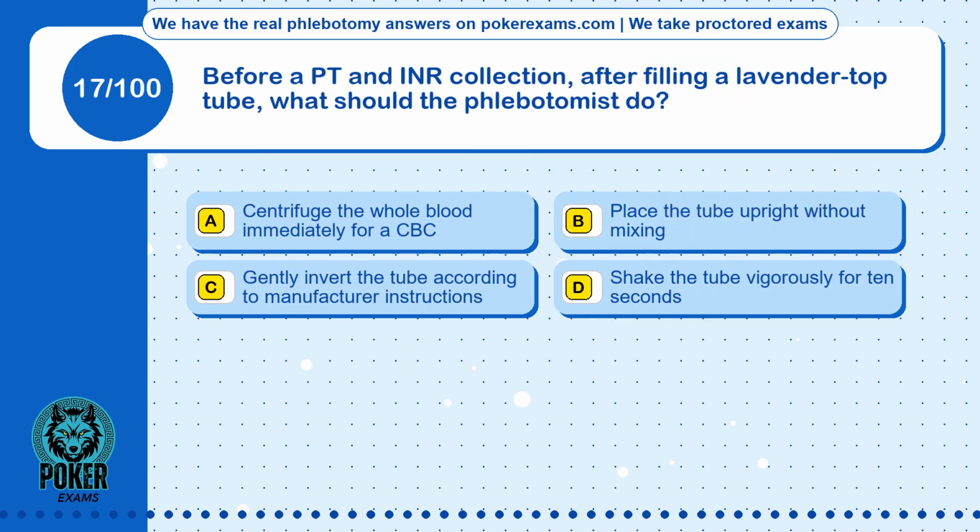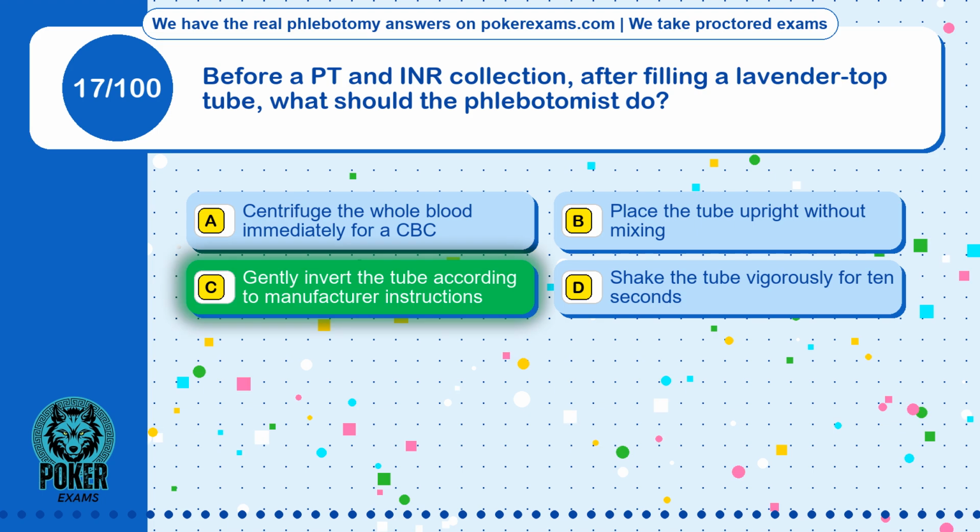Question 17. Before a patient and INR collection, after filling a lavender top tube, what should the phlebotomist do? Option A, centrifuge the whole blood immediately for a CBC. Option B, place the tube upright without mixing. Option C, gently invert the tube according to manufacturer instructions. Option D, shake the tube vigorously for 10 seconds. The correct answer is option C.